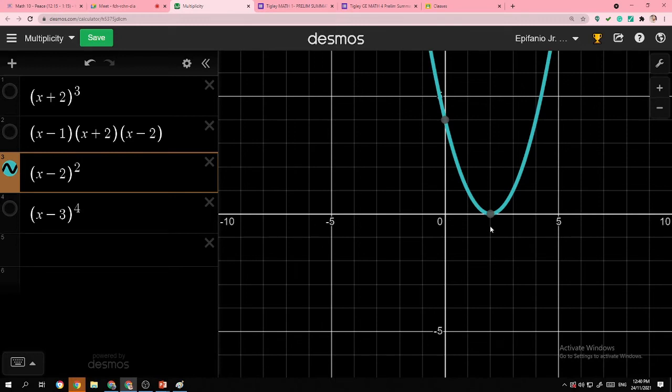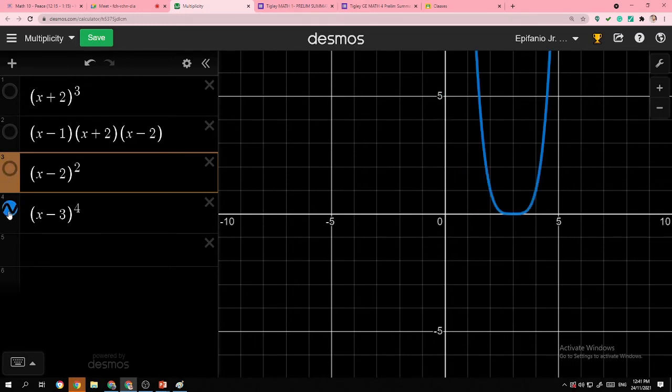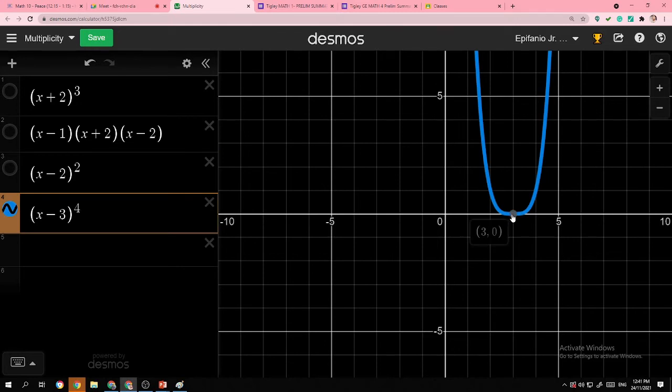Sumpahin ninyo. Ni touch. Kana, ni touch. Ni touch ra siya sa x-axis. Wala siya mo intersect. Ni touch siya, ni U-turn, kumbaga. Ni U-turn sa x-axis. The same thing with number 4. Tanawa ang number 4. Ni touch ra jud siya dire. Ni U-turn siya.